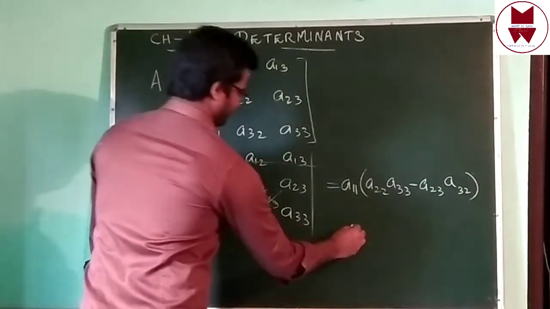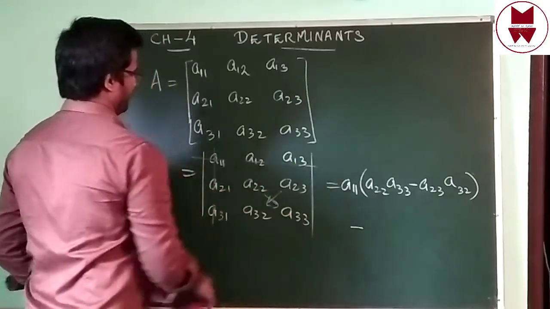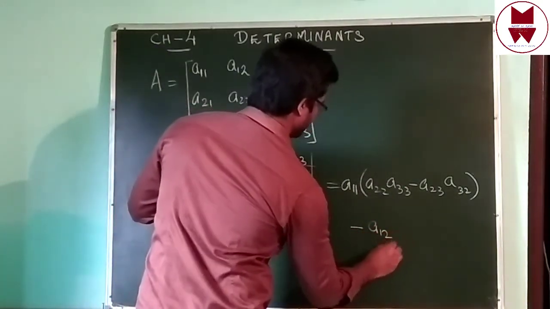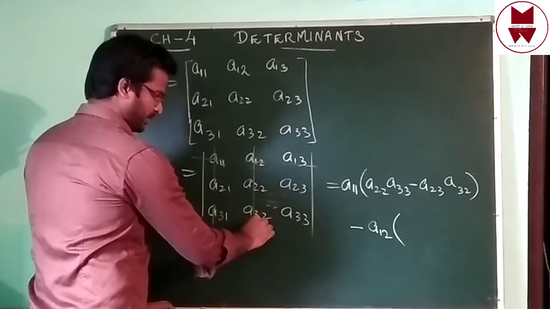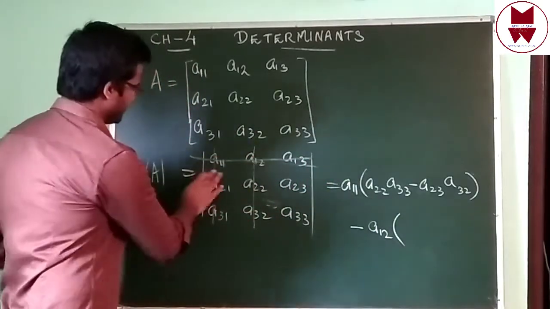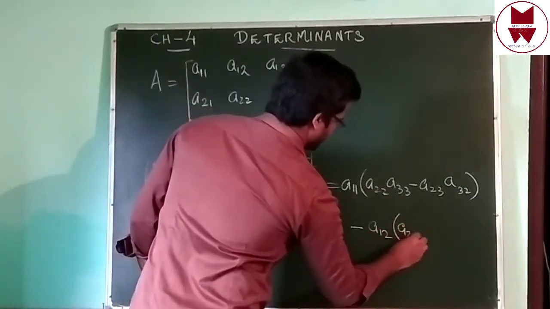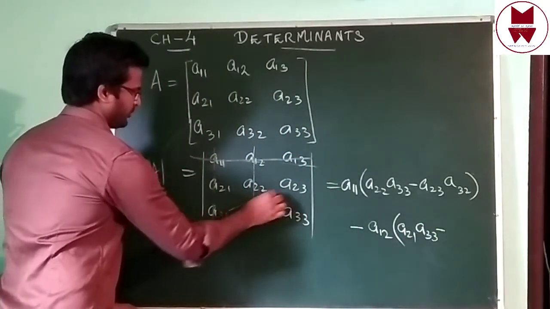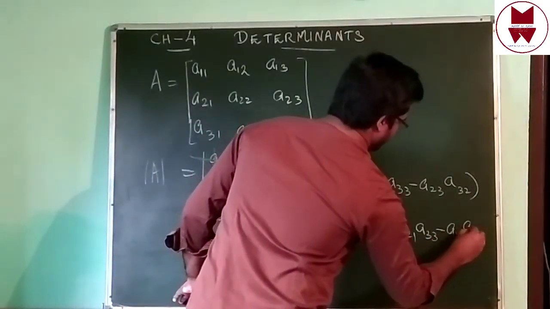Then minus, the next step is minus. First we used A11, next A12. If you consider A12, second column and first row, just leave it. Then the remaining numbers, cross multiply: A21 into A33, minus A31 into A23.